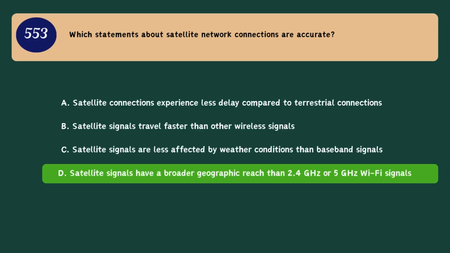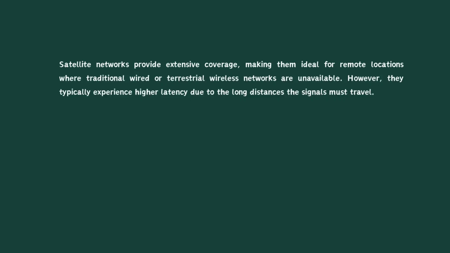Correct answer. D. Satellite signals have a broader geographic reach than 2.4 GHz or 5 GHz Wi-Fi signals. Satellite networks provide extensive coverage, making them ideal for remote locations where traditional wired or terrestrial wireless networks are unavailable. However, they typically experience higher latency due to the long distances the signals must travel.